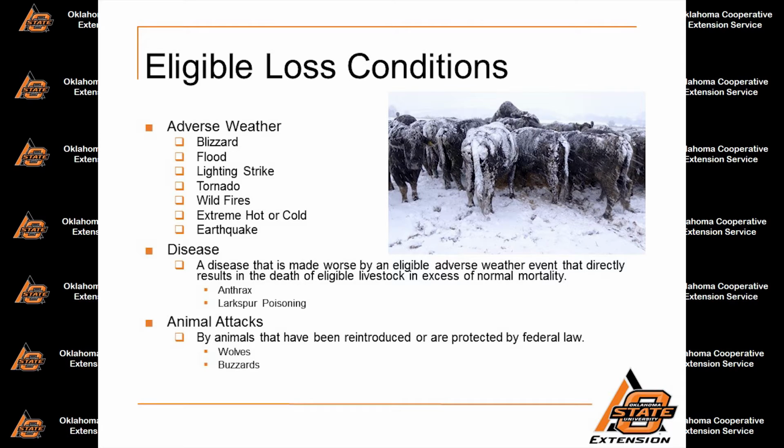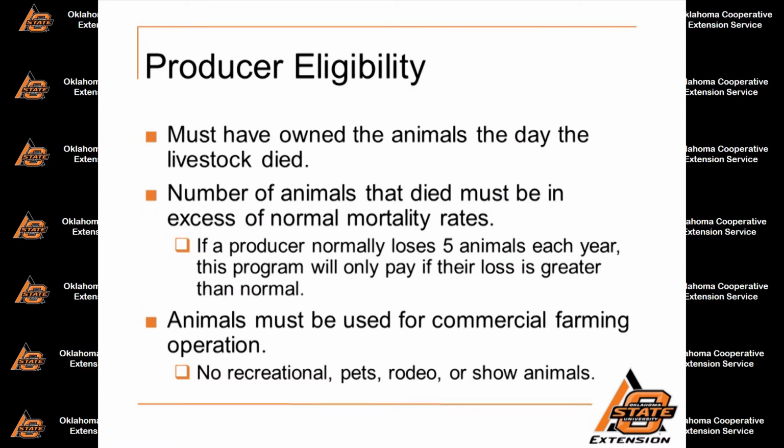In the case of a disease, it's a disease that is made worse by an eligible adverse weather event that directly results in the death of eligible livestock in excess of normal mortality. One of the aforementioned adverse weather factors has to cause a disease to be more prominent in the herds, such as anthrax. The third is animal attacks. Although some producers might be thinking of wild dogs or coyotes, they are not eligible. It's only attacks by animals that have been reintroduced and/or are protected by federal law, such as wolves and buzzards. Now, what makes a producer eligible?